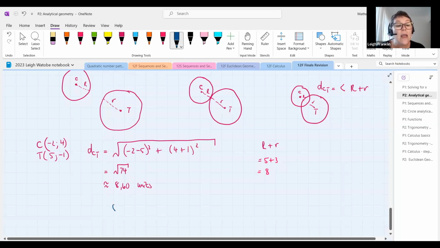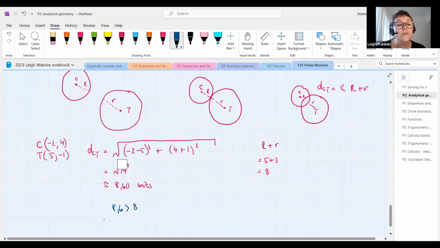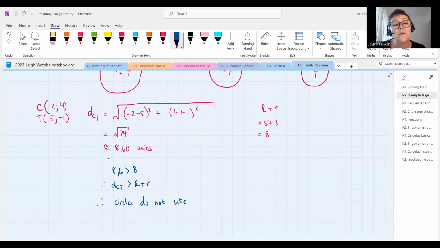Okay, so 8.6 is greater than 8. What am I writing here? So 8.6 is greater than 8. So that means that the distance between the centers is greater than the sum of the radii. Therefore, the circles do not intersect. Okay, it's scenario 1.